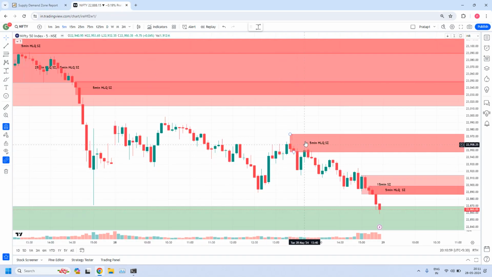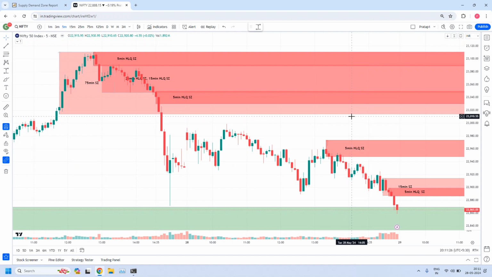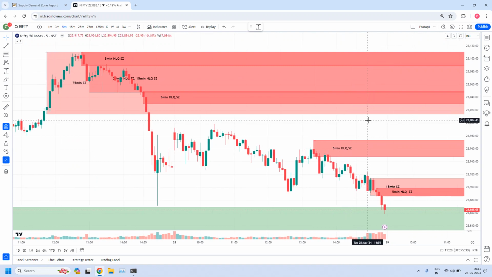Because all these are fresh zones. Okay, it is tested once only. This is a fresh zone. If the zone is tested multiple times, at least we can assume at an 80% level that this could be a high liquidity zone. That way we can predict. But here we don't have any close, just tested only once. And this is not even tested. So how do you know these are all high liquidity zones? That's why we need to take help from our software.